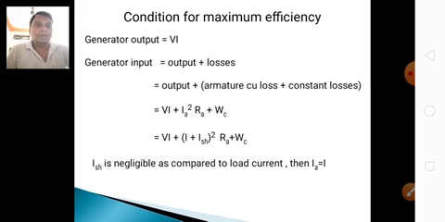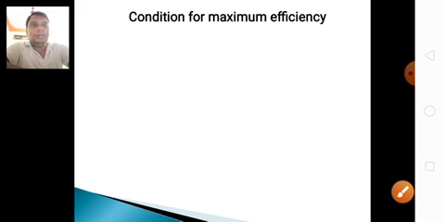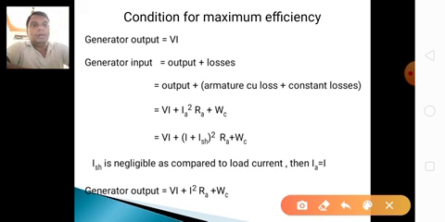ISH is negligible, so IA equals I. The generator input is therefore VI plus I square RA plus WC. Here the output is VI.